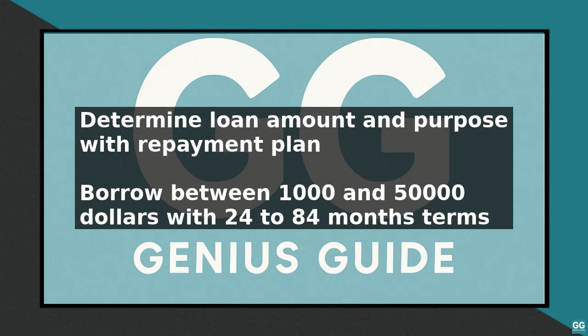After submitting your application, Credit.com will connect you with a network of lenders who will review your creditworthiness and provide you with loan offers. You can then compare the different loan offers and choose the one that best suits your needs. When comparing loan offers, it is essential to consider the interest rate, fees, and repayment terms.